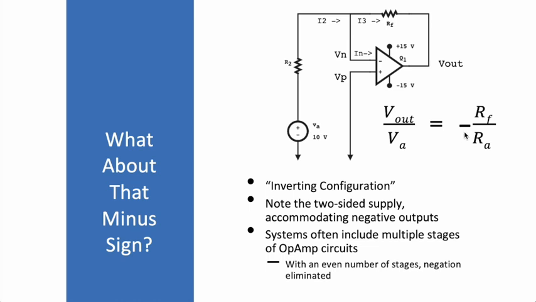Now, there's this minus sign in here. What's up with that? Well, this basic circuit arrangement is referred to as the inverting configuration. Yes, the output does swing negative relative to the input, but first notice we do have a two-sided supply, in this case plus minus 15 volts, associated with the op-amp, so it's okay that the signal at the output swings negative. Furthermore, as we're building up a larger system with various stages of these op-amps, so long as we have an even number of stages, the negation is eliminated.